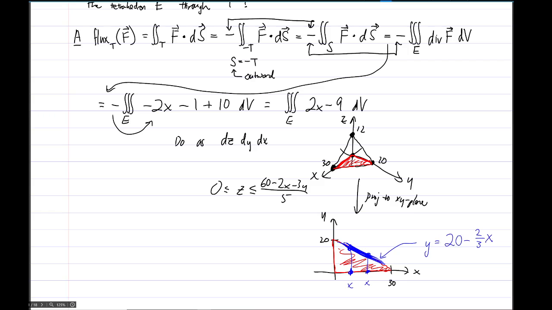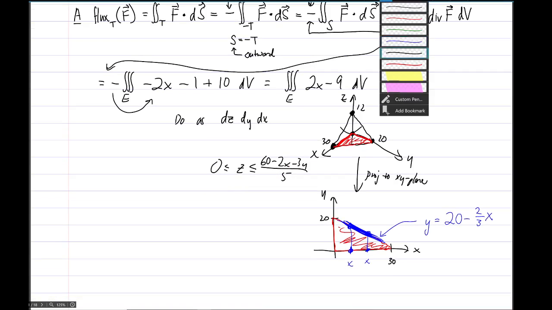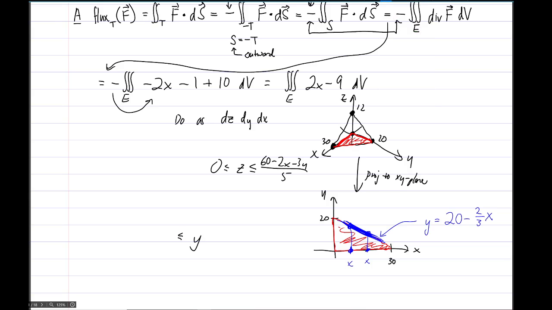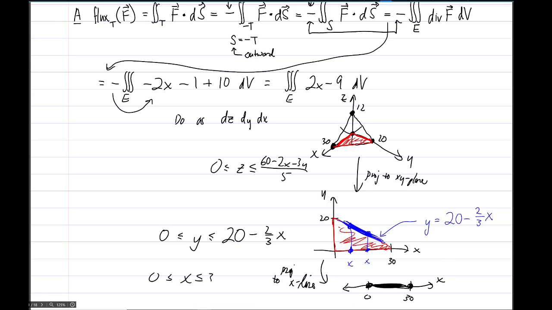So we can say now that y is at its smallest always starting at 0, but at its largest ending at 20 minus 2/3 x. Then when you project this to the x line, I'm trying to use this language instead of xy plane, the x line, the real number line, you have 0 to 30, and so you've got that filled in there. Okay, so we're going to have x from 0 to 30.